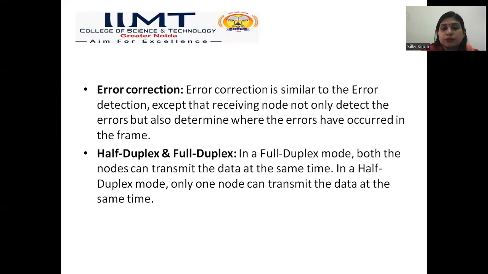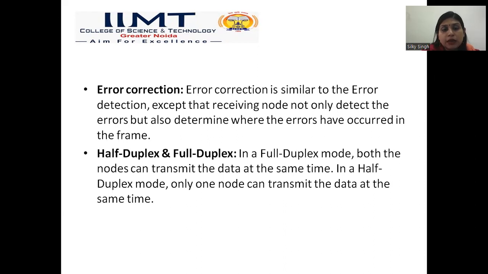Error correction. Error correction is similar to error detection, except that the receiving node not only detects the error but also determines where the error has occurred in the frame, because error detection bits are added to each frame, and the receiver will find the error and correct it.